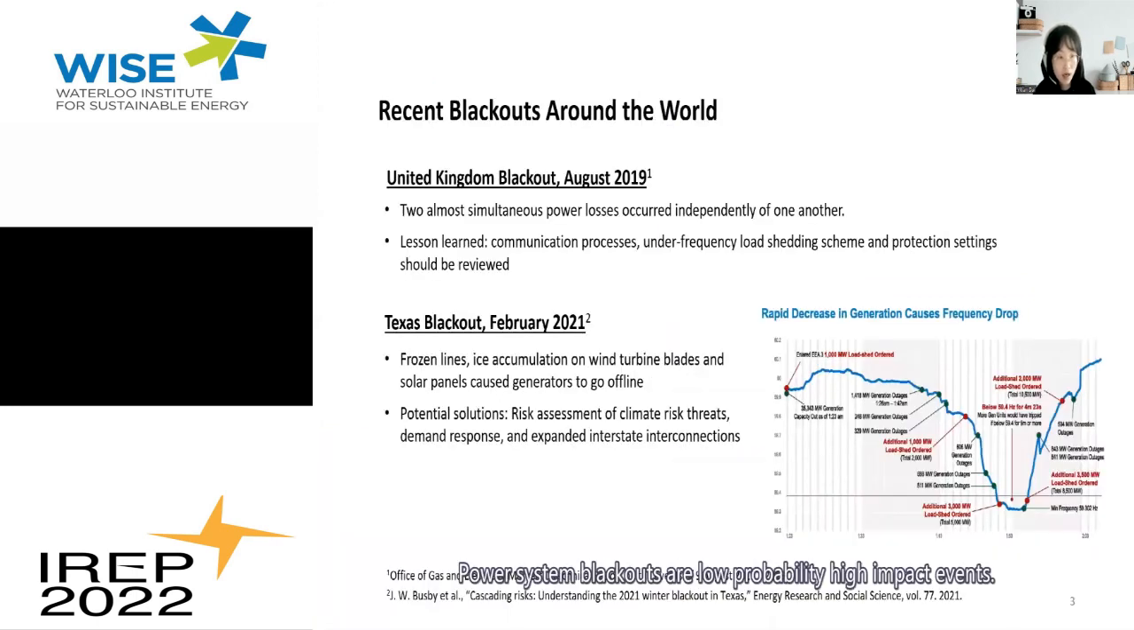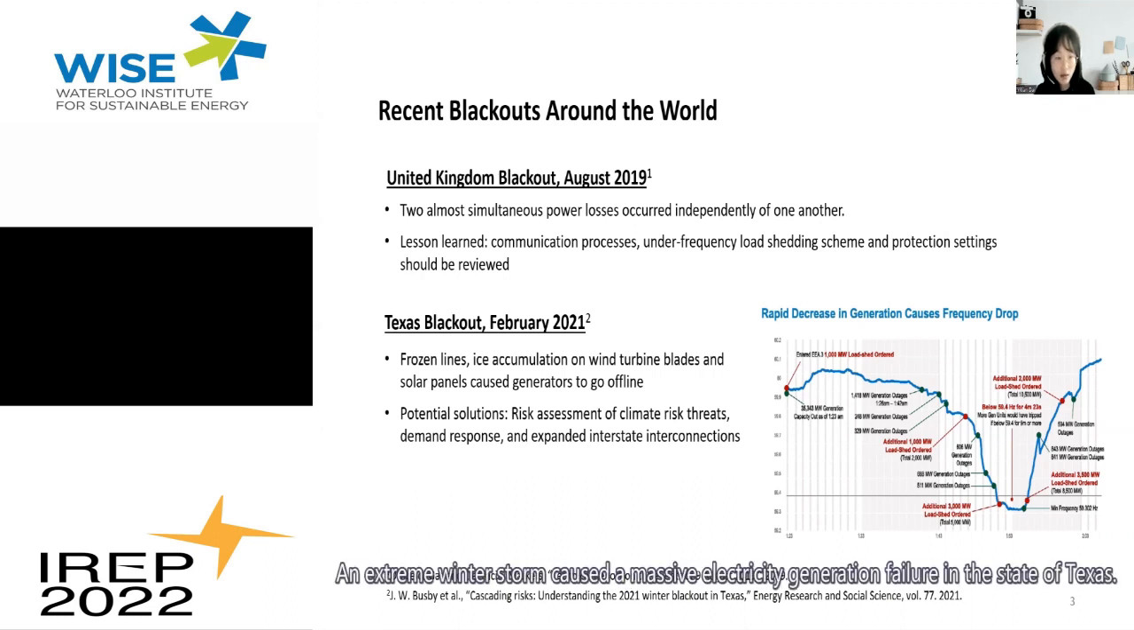Power system blackouts are low probability but high impact events. Understanding their common features can help prevent future blackouts that might be initialized by a similar reason. Well, let's look at a recent blackout in the UK and in Texas. The 2019 UK blackout was triggered by two almost simultaneous power plant losses. The technical report highlighted the need to review the communication process, the under-frequency load shedding scheme, and also the protection settings. The Texas blackout last year was an extreme weather-related event.